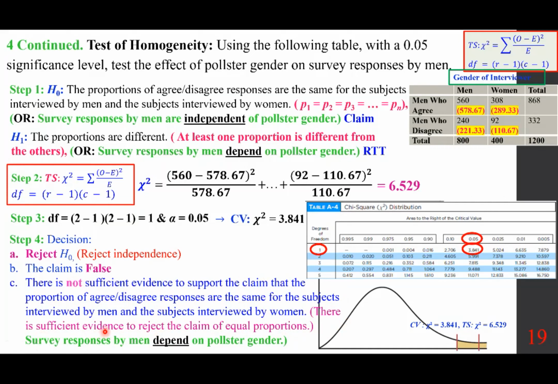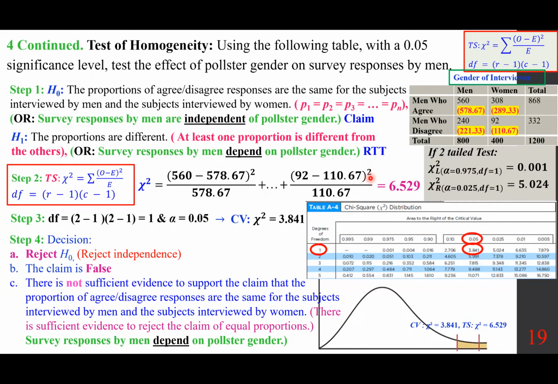Also, you can write survey responses by men depend on poster gender. You can look at it that way. And again, this can be done as we did it with technology. If we go with two-tailed test, the chi-square root of the left is 0.001 and the right is 5.024. As you can see, this number is larger than both of them. It's way into the rejection region, even in the case of a two-tailed test, and we get the same result.